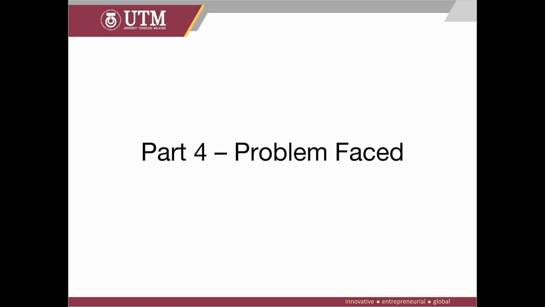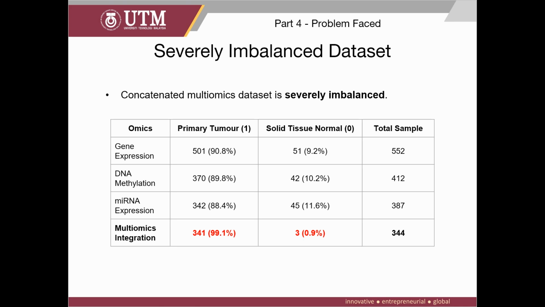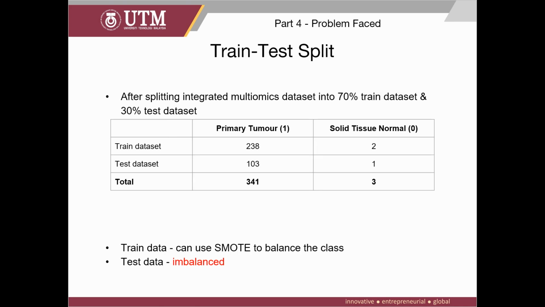Now let's look at the problem that I have faced when implementing the codes. The very first problem faced is the severely imbalanced dataset of the multi-omics data. This problem has been mentioned last time, where it might cause problem to the deep learning classification model. The imbalanced multi-omics dataset has also caused problem during the train test split. For example, the test dataset only has one instance for class 0, while it has 103 instances for class 1.